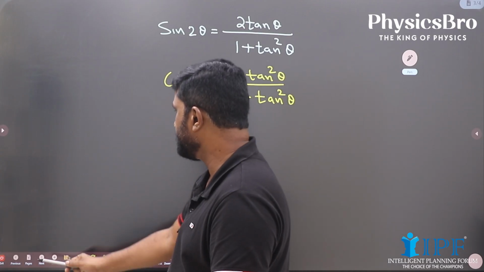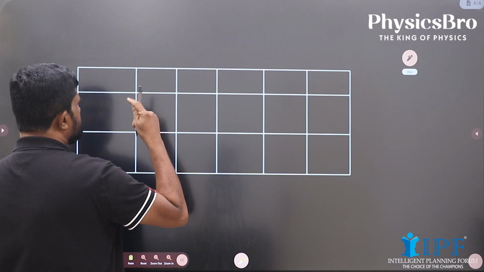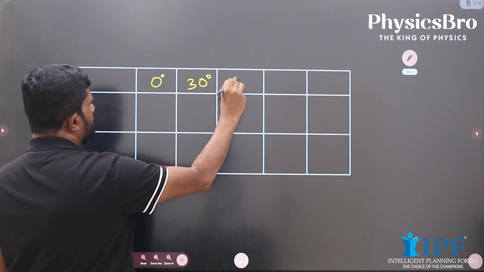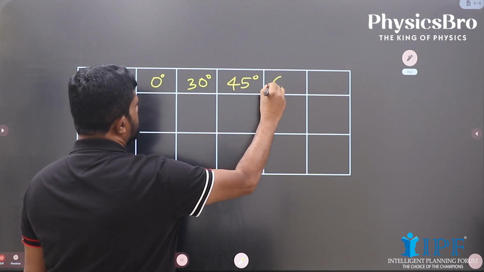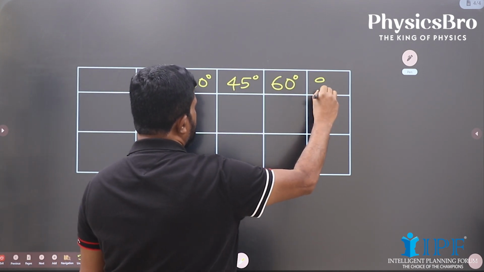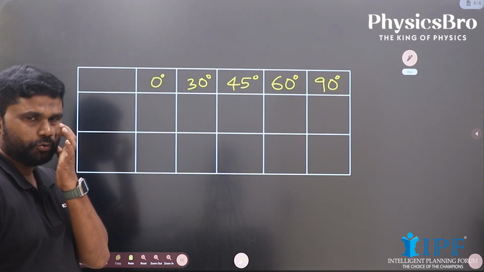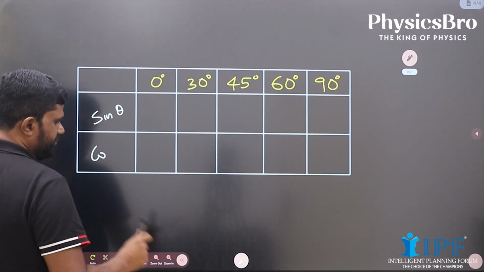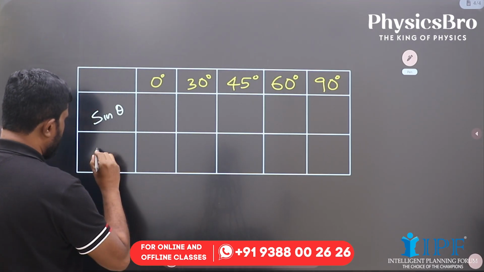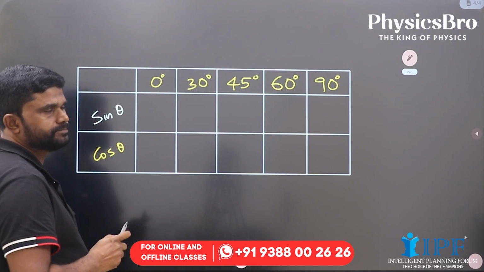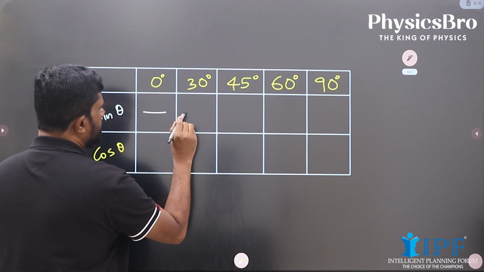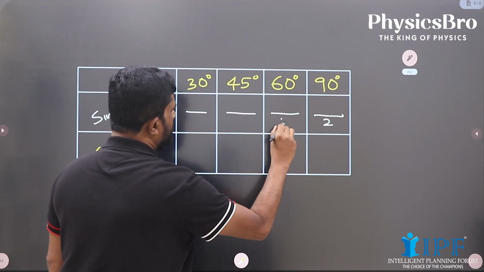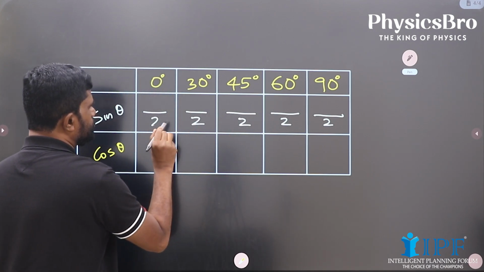Let's see. Now see here, this is 0 degree, then 30 degree, then 45 degree, then 60 degree and finally 90 degree. Okay, now here we will have the values of sine theta and here we will have the values of cosine theta. Now see, this is actually a ratio, each divided by 2.